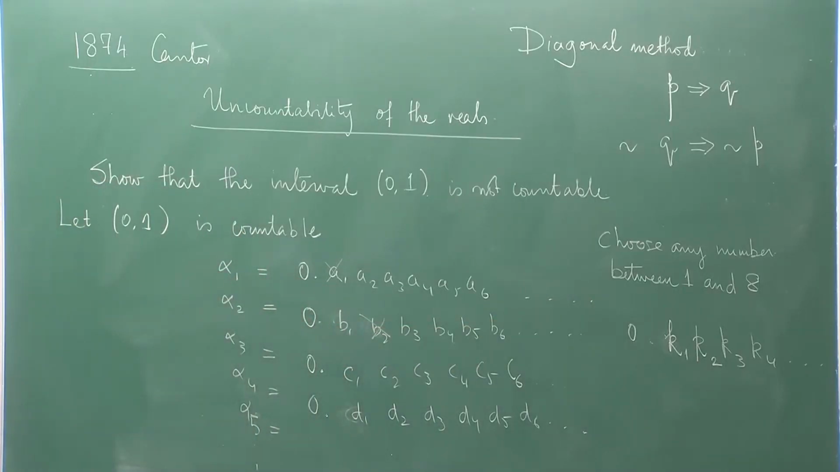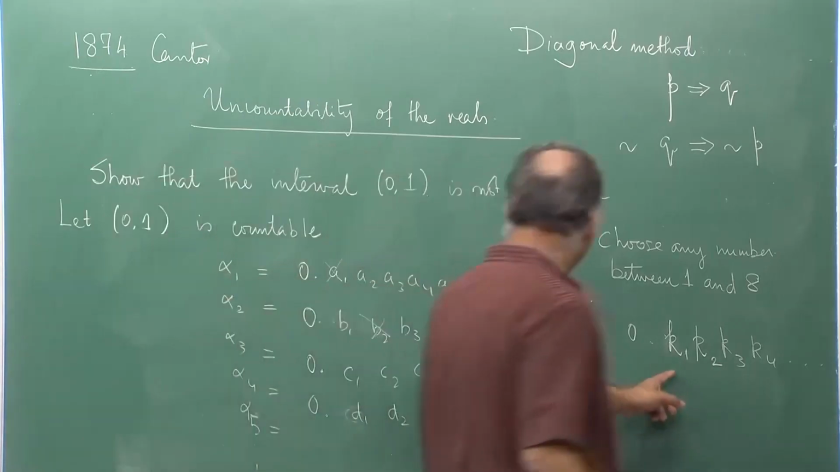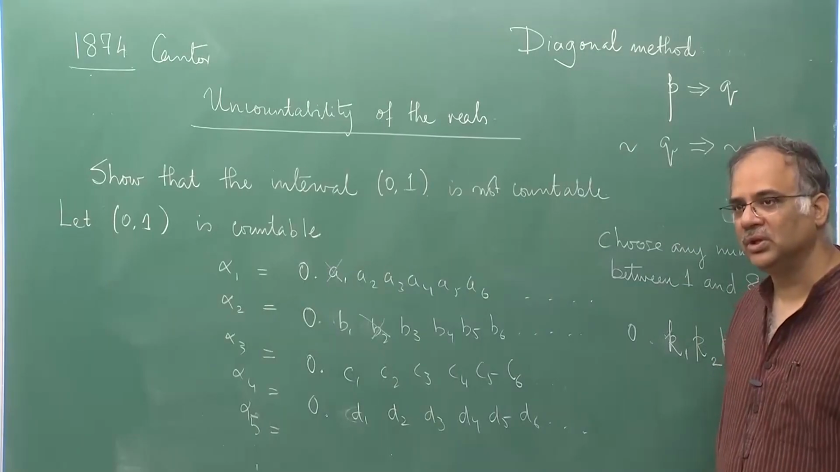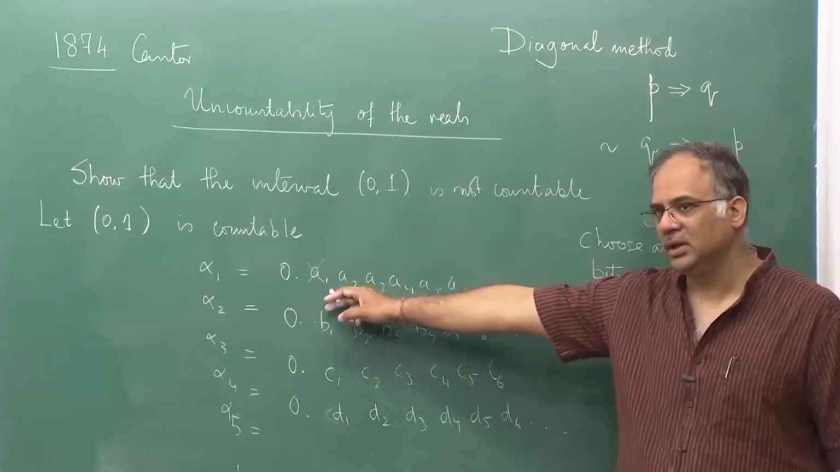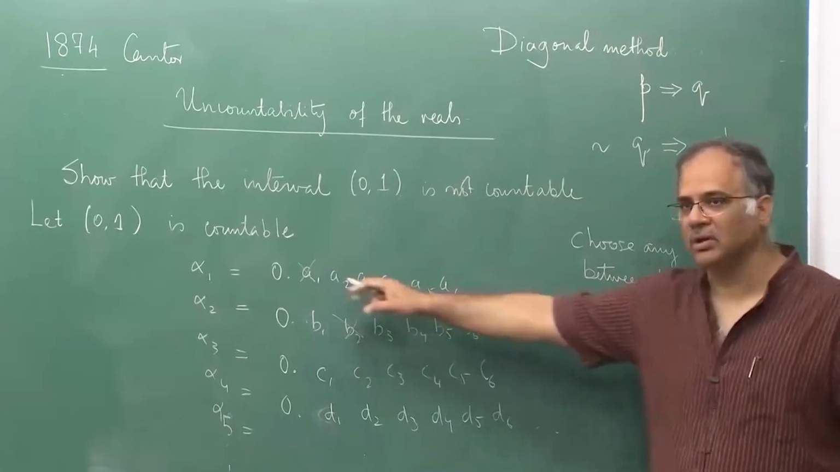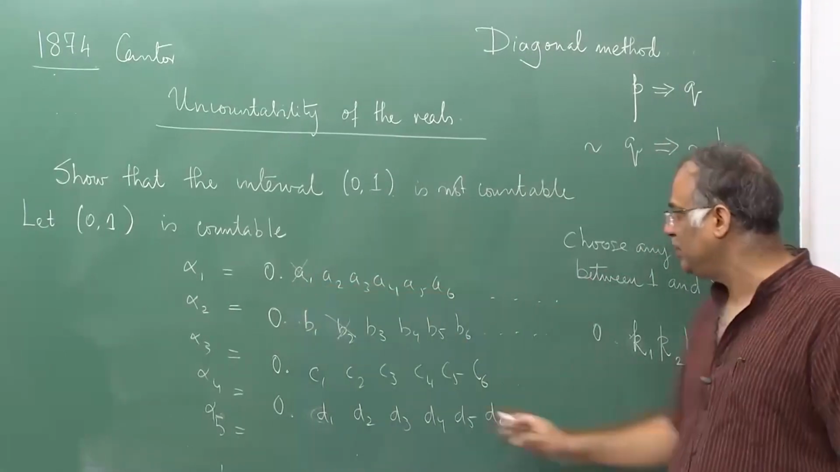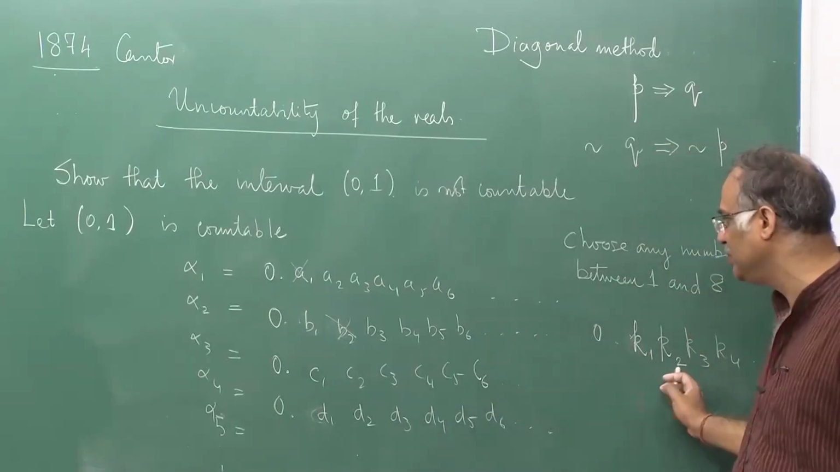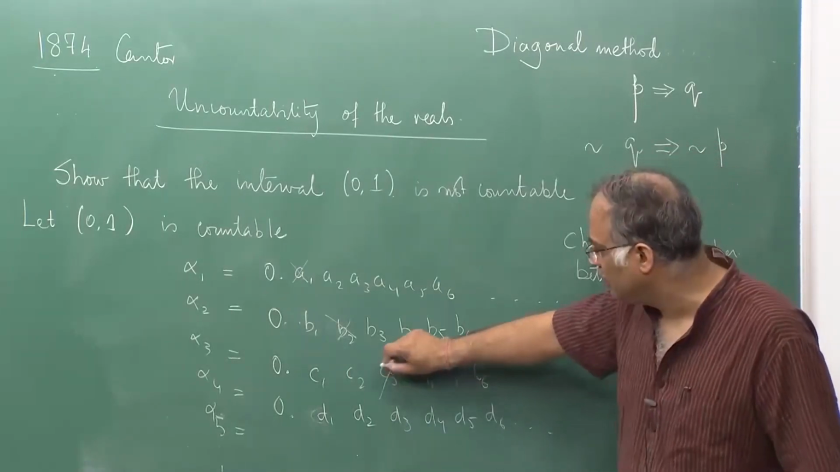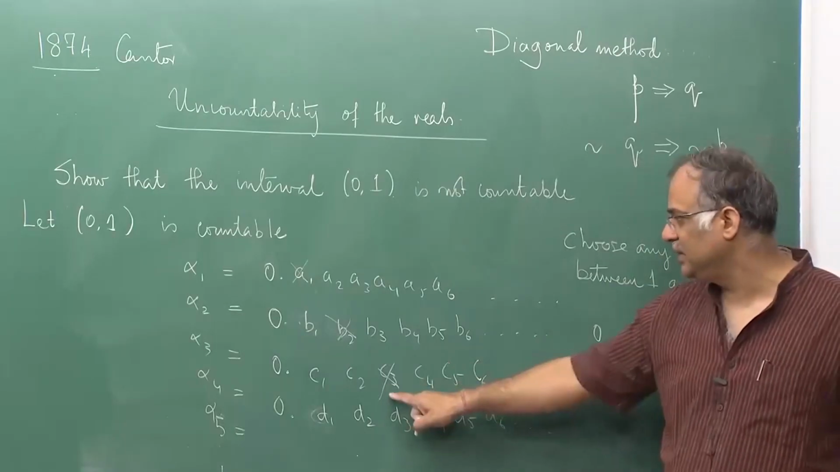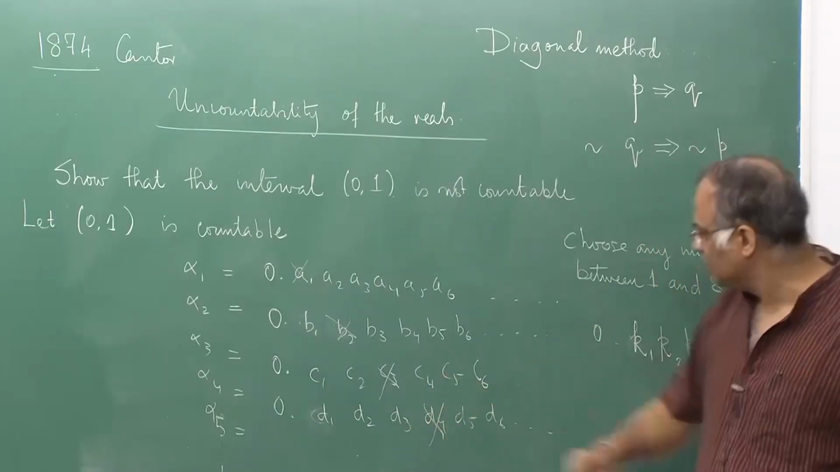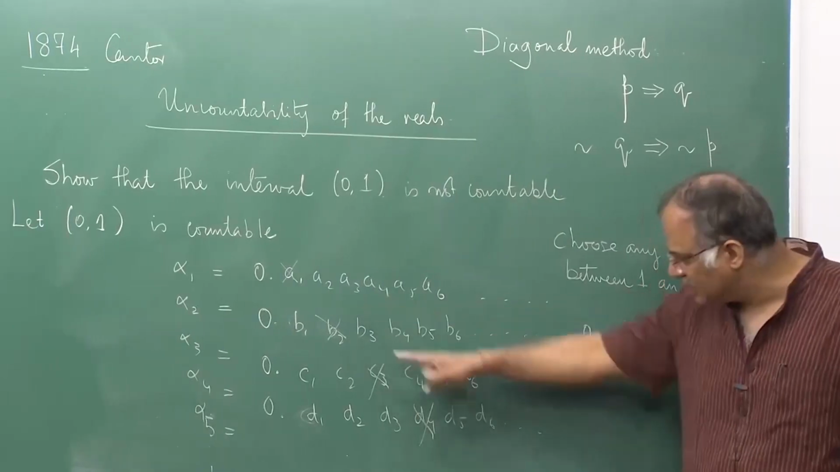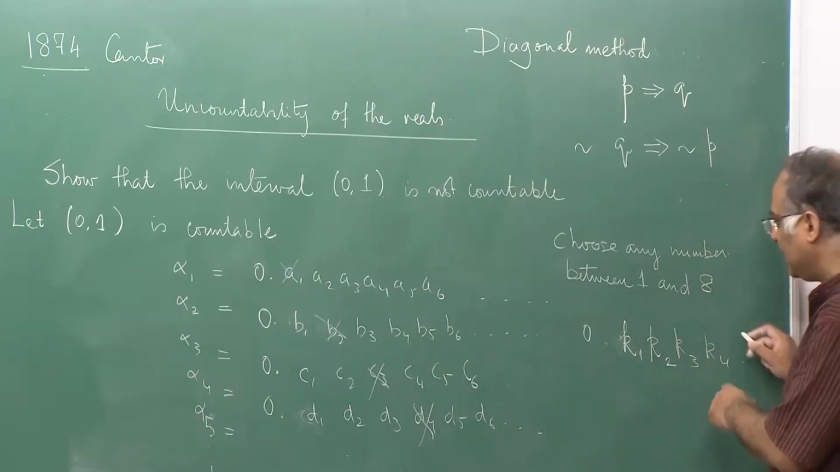So what you have done, this number cannot be the first number, because the first number is not the same as A1. It cannot be the second number, because the second number K2 is not the same as B2. It cannot be the third one, because the third number K3 is not the same as C3. It cannot be the fourth one, because it is not the same as D4, and so forth. So finally we have created a number.